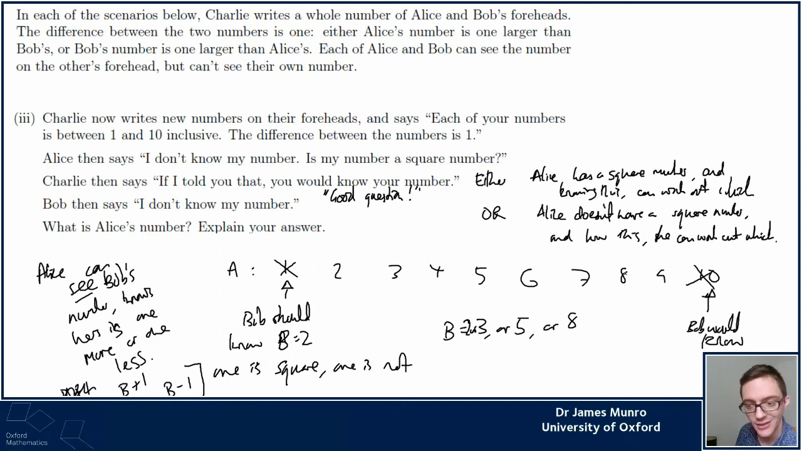B could be 2 or 3 or 5 or 8, because those are the numbers where Alice knows that she's on one side. One of those is a square, one of them's not. Try asking Charlie whether it's a square or not. Clever. Charlie says, that would give the game away. Alice would know. Okay, right, so Bob must be 2, 3, 5 or 8. I think I saw those in chat as well. Okay. Bob then says, I still don't know my number, which is classic Bob.